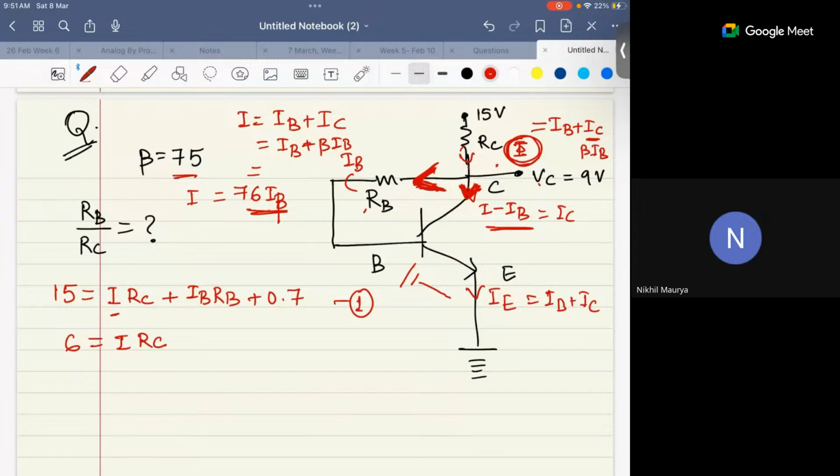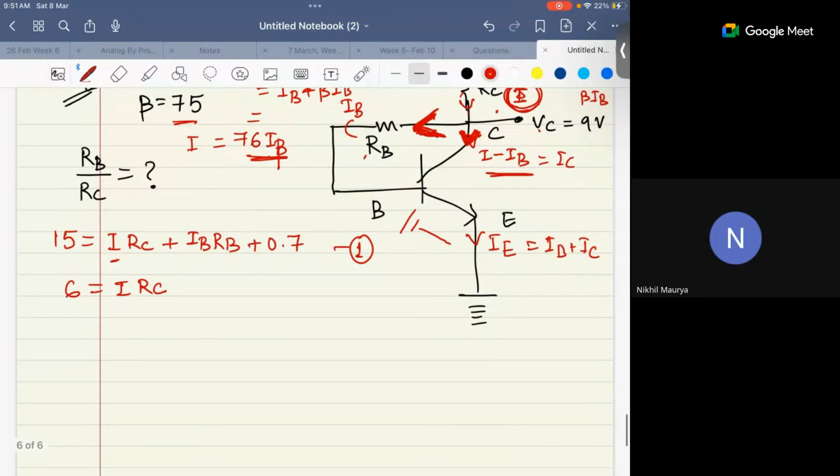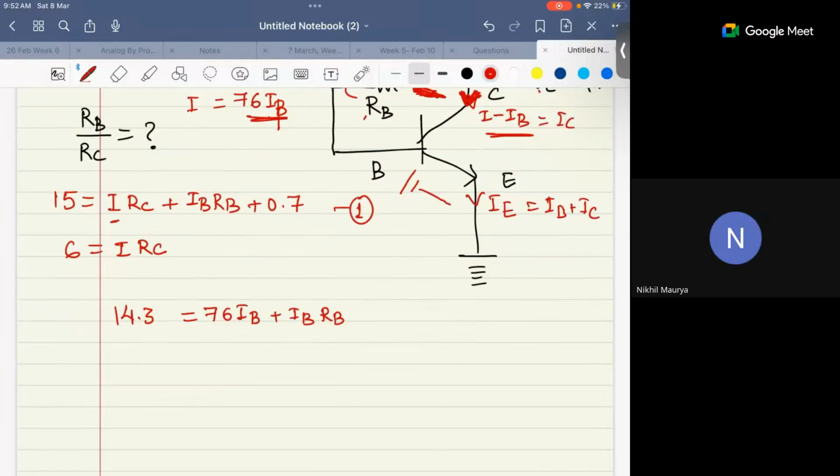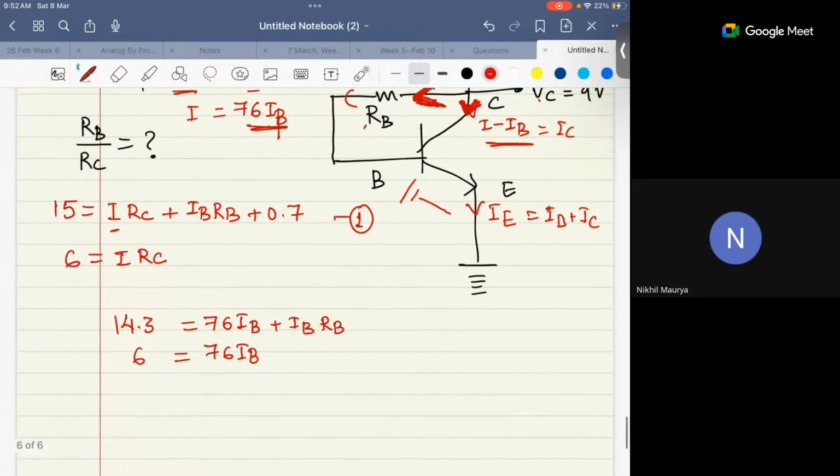If you replace it, the first equation will be 15 equals 76 IB RC plus IB times RB. 0.7 we can move here, so it will be left with 14.3. Correct? And here we will have 6 equals 76 IB RC. IB RC also, right? RC.